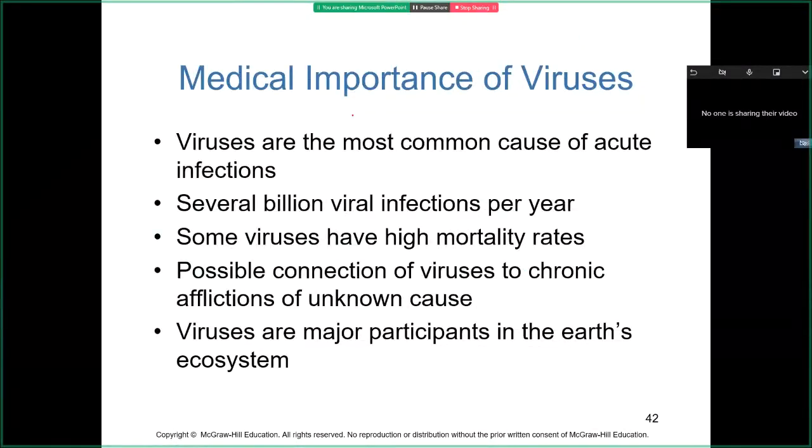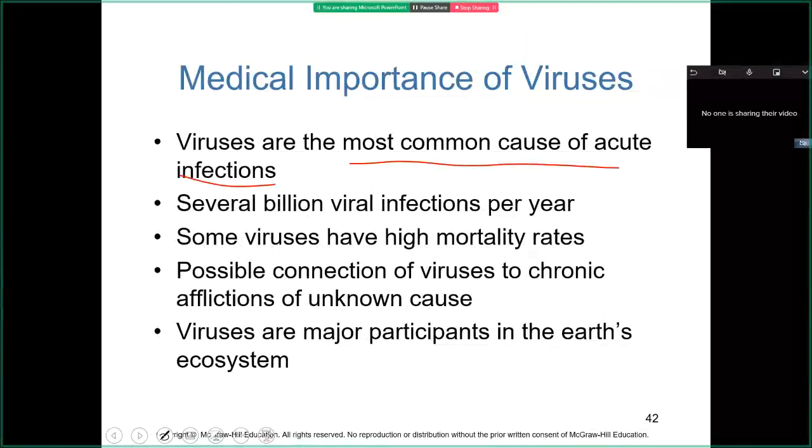So, viruses obviously, as we're seeing now, have medical importance, and they are the most common cause of acute infections. When you have an infection that takes off rapidly and clears quickly, that's an acute infection. Viruses are the most common cause of those kinds of things. Stomach viruses, cold viruses, those things come and go fairly quickly. And there are several billion of those per year.